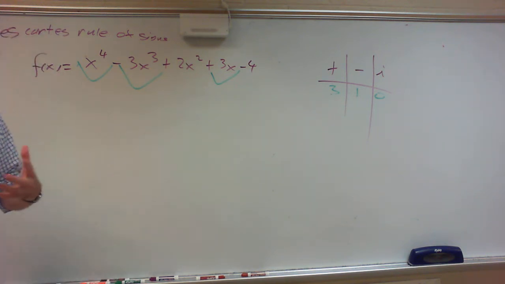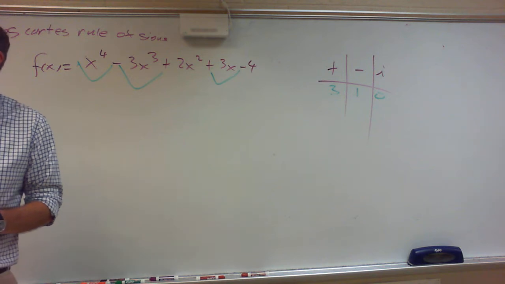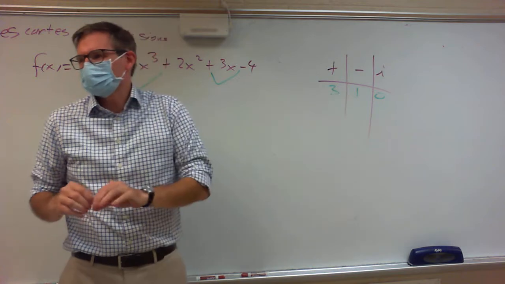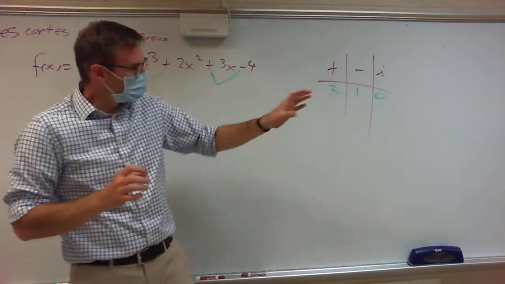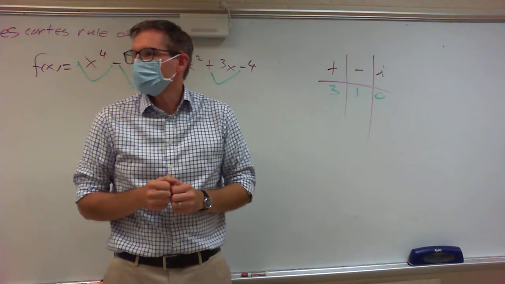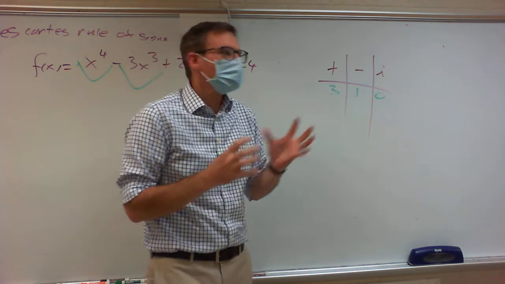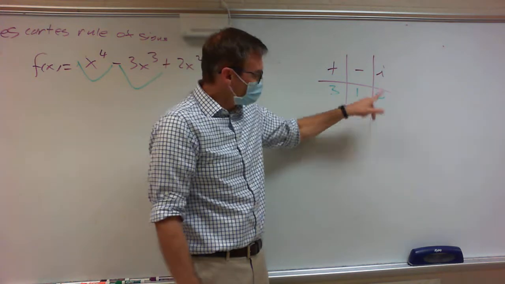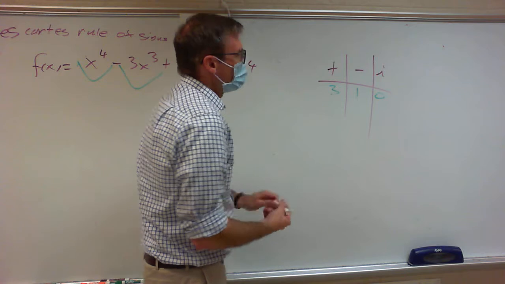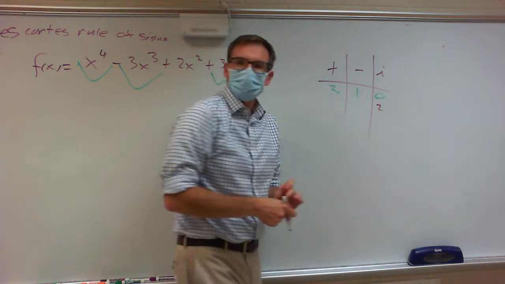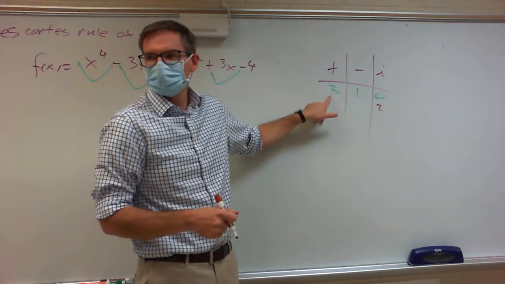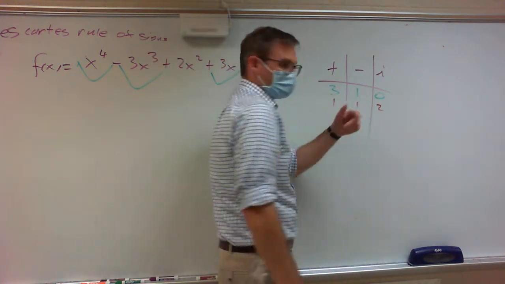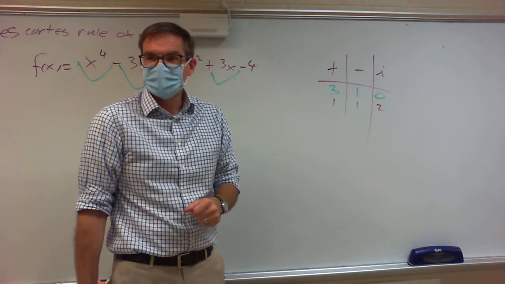Now, here's how complex answers work. Complex answers steal in pairs, meaning they can steal two answers. So this first time through, my imaginary answers are going to steal 2 from the positive. If they steal 2 from the positive, how many are left? 1. And we still have 1 on the negative, and so we have that.